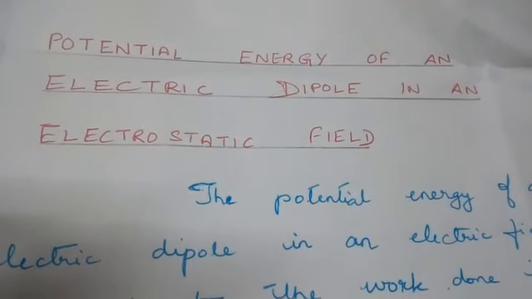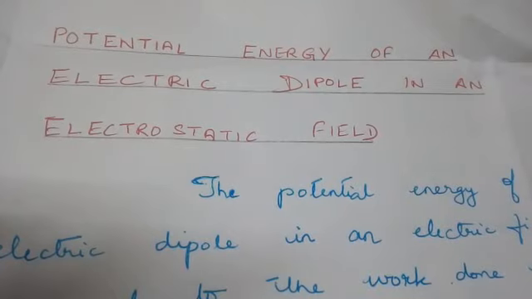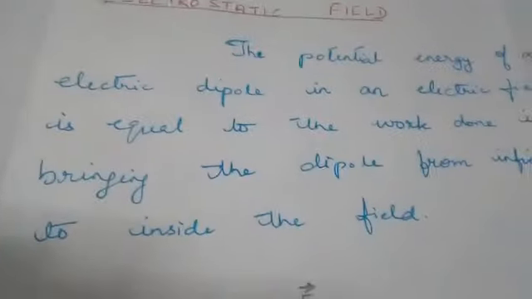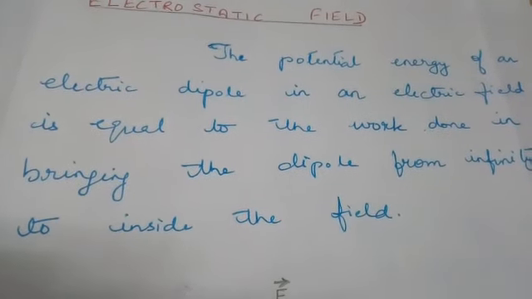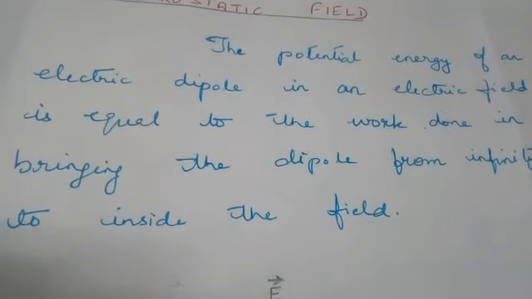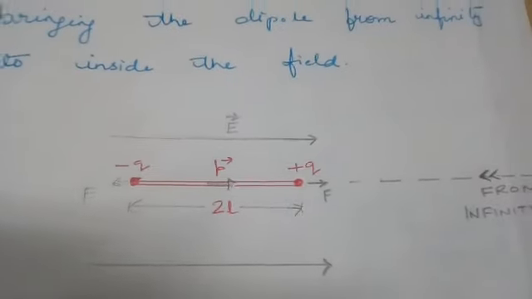So we have come to the last part of the lesson, potential energy of an electric dipole in an electrostatic field. Let us see the definition. Potential energy of an electric dipole in an electric field is equal to the work done in bringing the dipole from infinity to inside the field.